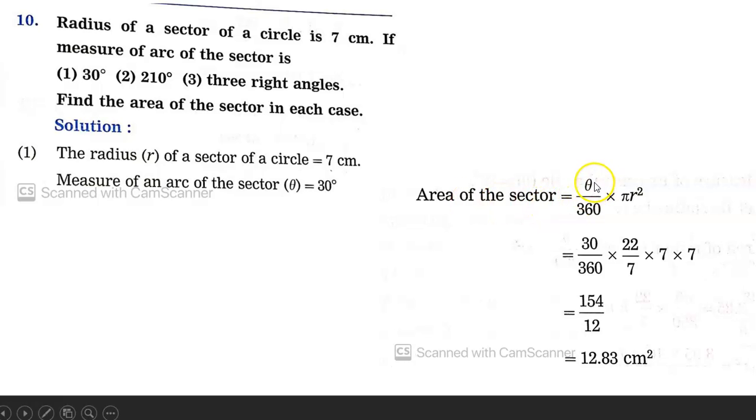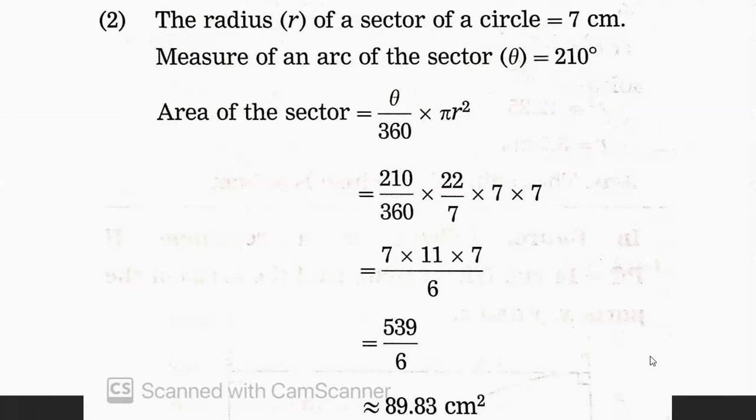Area of sector is equal to theta upon 360 into pi r square. 30 upon 360 into 22 upon 7 into 7 into 7. I get the answer as 12.83 centimeters square. The second one is theta is 210 degrees. So rest everything remains the same. Only thing is theta changes to 210. So we solve this. I get 539 upon 6. And after rounding off, I get the answer as 89.83 centimeters square.